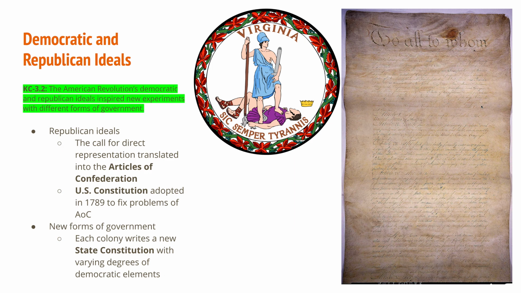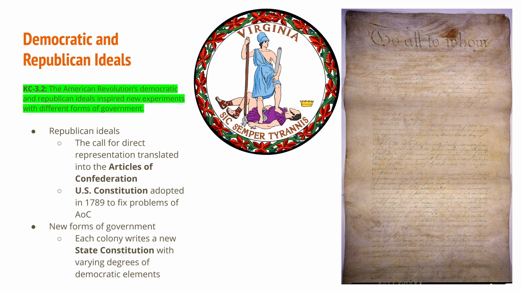Democratic and Republican ideals here. The American Revolution's democratic and Republican ideals inspired new experiments with different forms of government. The first type of government that is established here is a republic, and that is set through the Articles of Confederation, ratified in 1783, just a couple months before the American victory. Later on in 1789, the US Constitution is going to be adopted to fix all of the problems that came from the Articles of Confederation. There were some difficulties and inefficiencies.